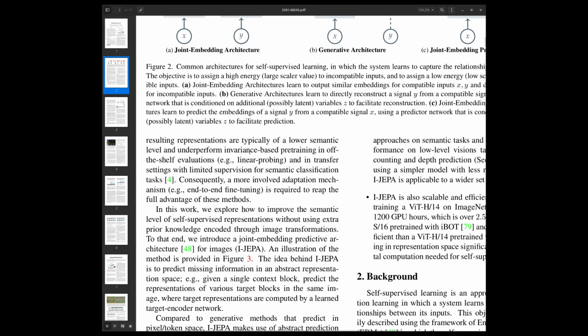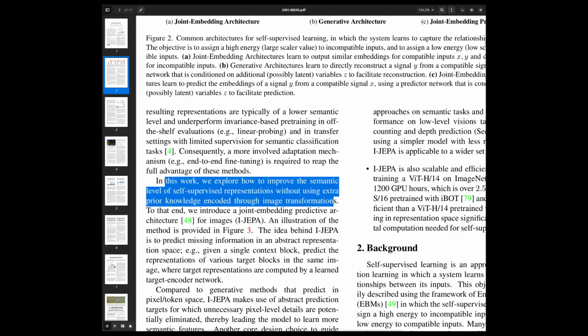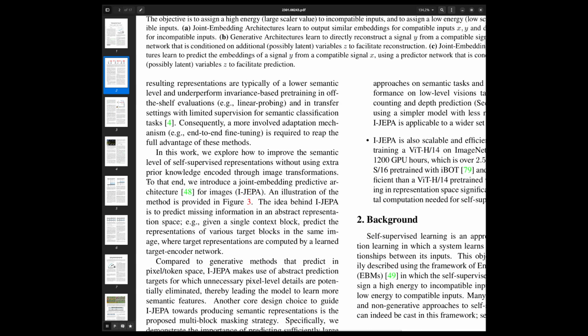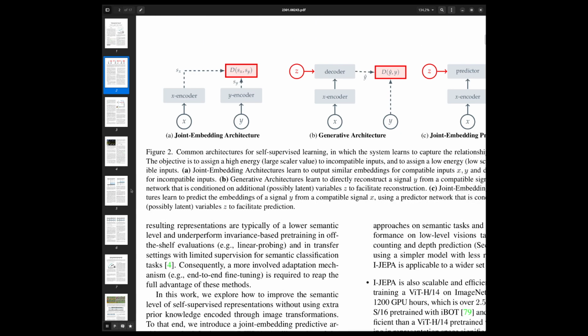It's lower semantic and underperforming view-invariance-based pre-training in off-the-shelf evaluation, linear probing, and in transfer settings with limited supervision for semantic classification tasks. Consequently, a more involved adaptation mechanism, end-to-end fine-tuning, is required to reap the full advantage of these methods. In this work, we explore how to improve the semantic level of self-supervised representations without using extra prior knowledge encoded through image transformations. Okay, so this is the important part. To that end, we introduce a joint embedding predictive architecture for images, I-JEPA, and an illustration of the method is provided in figure 3. Here we have figure 2, and it's talking about figure 3, so maybe we have to have a look.